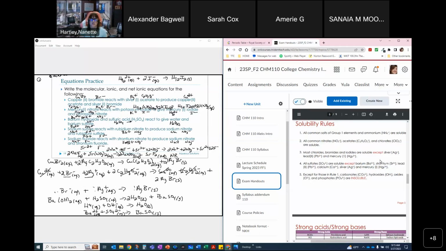Okay. So we do get things like that where there's no reaction. We do get things where there's more than one thing that we could be looking at in terms of a net ionic equation. So make sure that you're aware of both of those situations. Questions about what we've done?